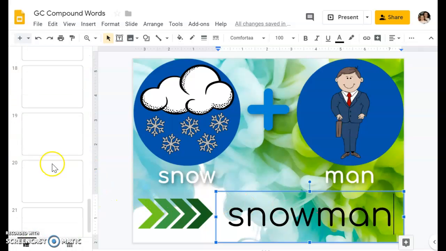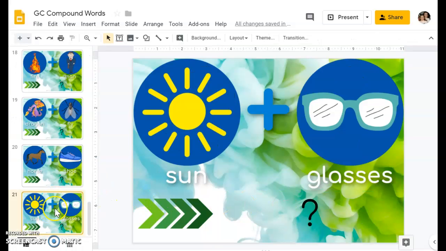When you're all done with your practicing, the last one will be sunglasses, you may turn it in to your teacher.